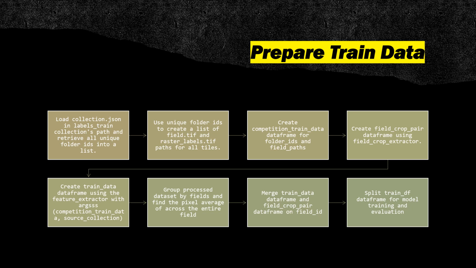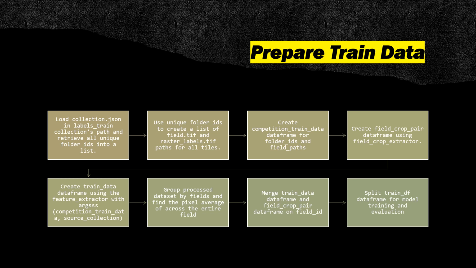Prepare the train data. First, we're going to load collection JSON and labels train collections paths and retrieve all unique folder IDs into a list. Then we're going to use unique folder IDs to create a list of field.tiff and raster labels.tiff paths for all tiles. Create a competition train data frame for all folder IDs and field paths. We're going to then create a field crop pair data frame using field crop extractor. Then we're going to create the train data frame using field extractor with args, competition train data, source collection.